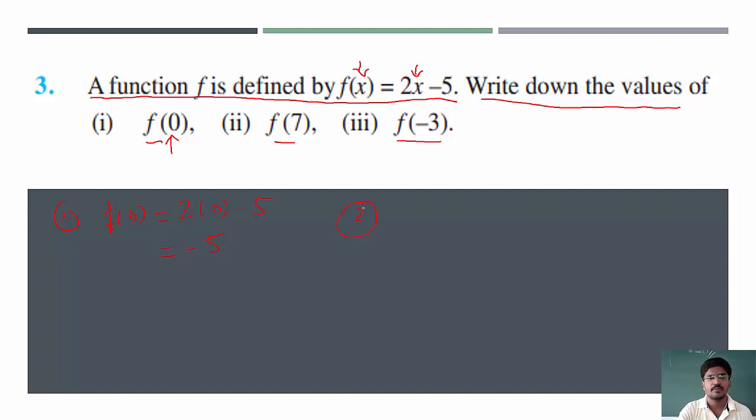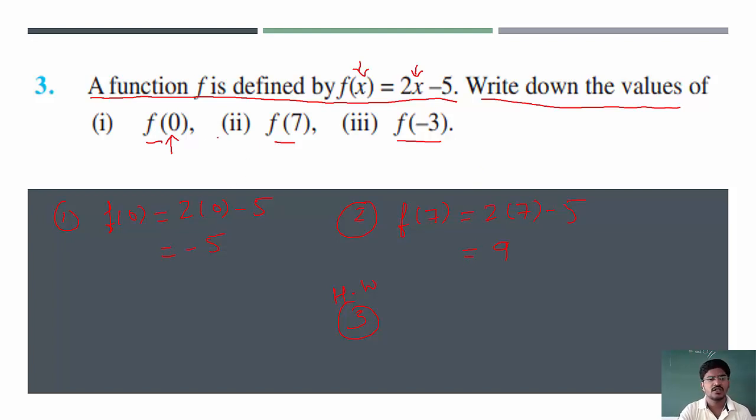And the second problem, f of 7, that is 2 into 7 minus 5. 2 into 7 is 14. 14 minus 5 is 9. And try the third one. Very simple problem. So take it as homework and try the third one on yourself. Clear?